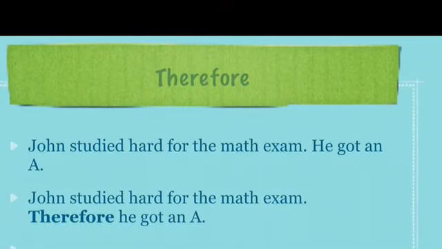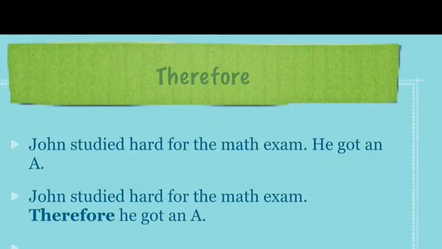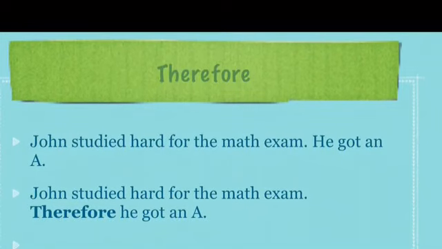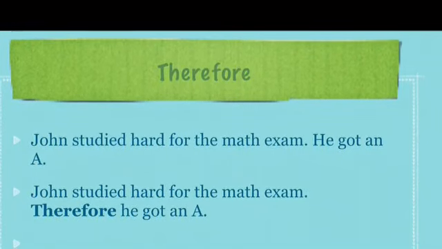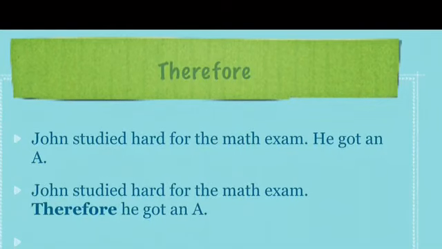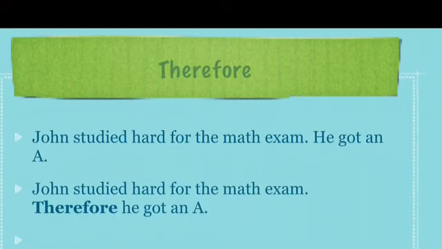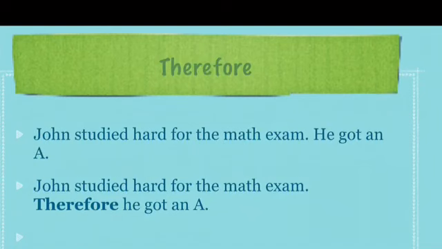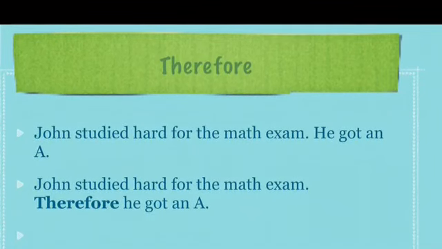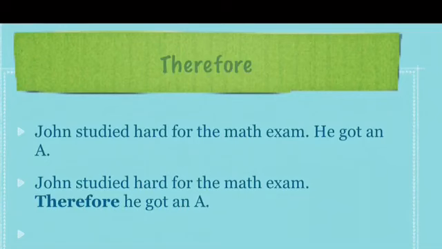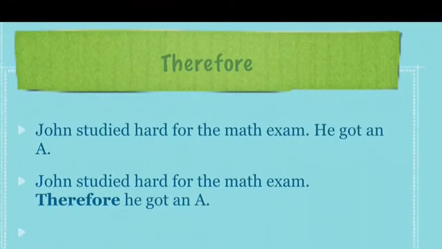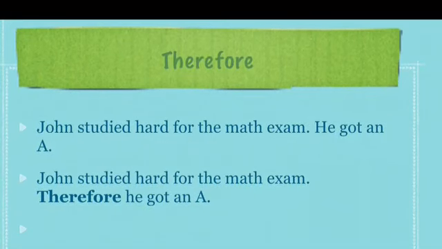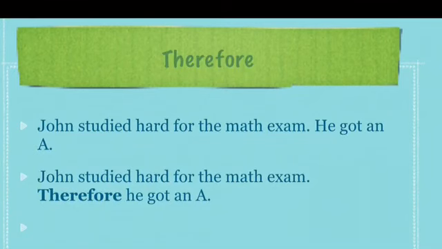I have two sentences. John studied hard for the math exam. He got an A. If we want to connect these ideas with a new connector, we can use therefore. John studied hard for the math exam. Therefore, he got an A. If you notice, the purpose for John was to get good evaluations. So therefore just explains the purpose or the cause in this case.